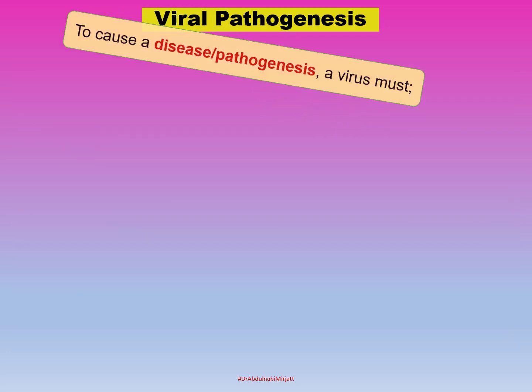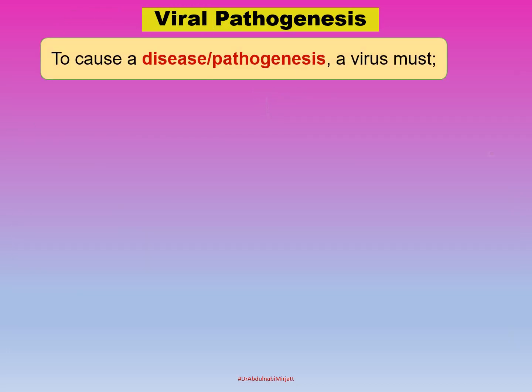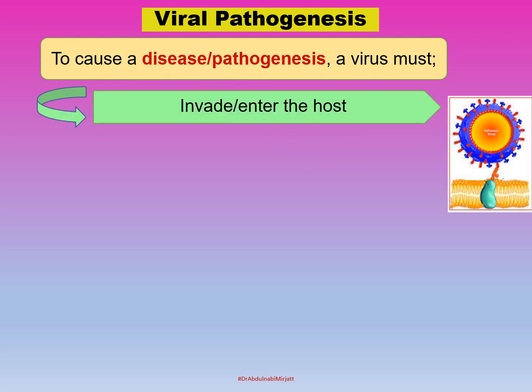To cause a disease, a virus must invade or enter the host. It means for any viral disease, viruses must enter the host body. Viral entry is a multi-step process that follows attachment of the virion to the cell surface and results in inserting the viral genome into the site of replication. Overall, a viral infection consists of certain steps. For example, attachment, penetration, uncoating, assembly, in which viral proteins are assembled.